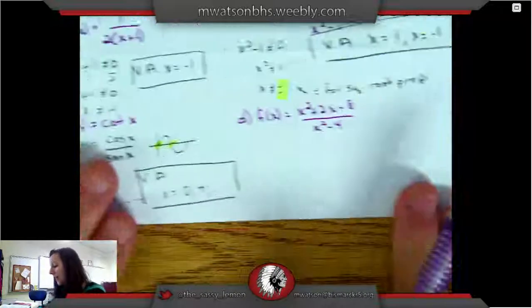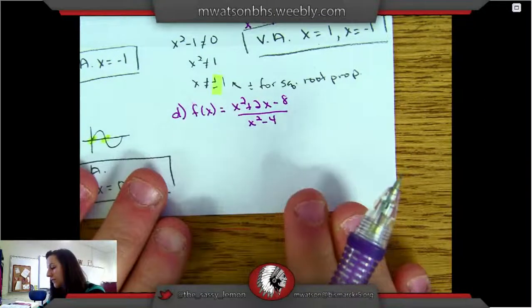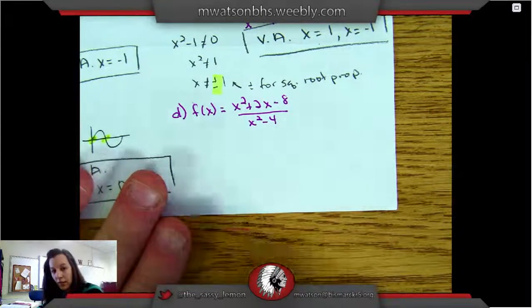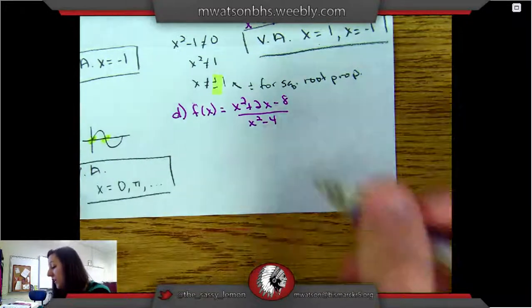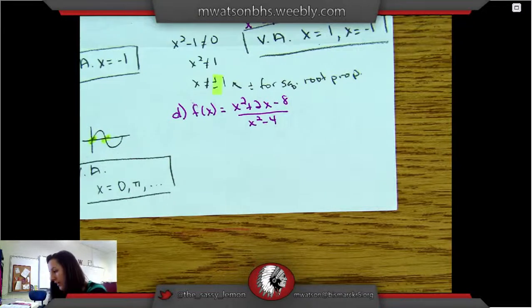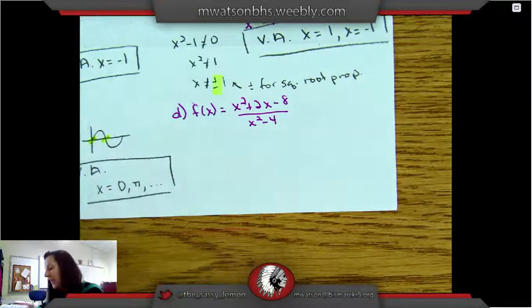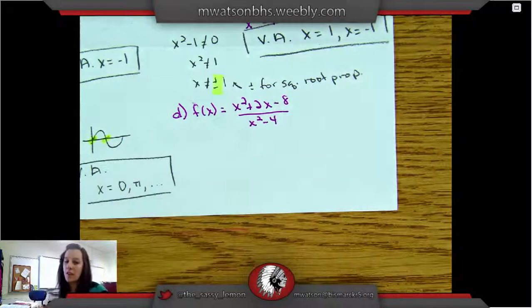All right, so last example. This is a tricky one. Okay, this is where not every excluded value turns out to be a vertical asymptote. So we could just take our denominator, set it equal to 0, solve it, and we'd get our answer, but it wouldn't be exactly precise. Notice that the top here can also be factored. So we want to simplify this function before we find the vertical asymptotes.